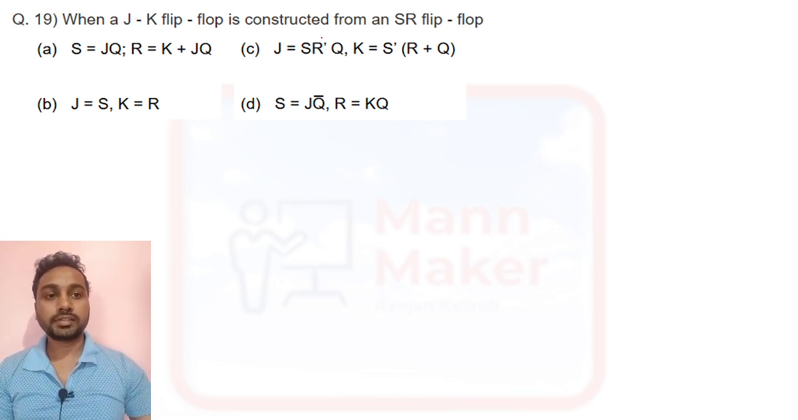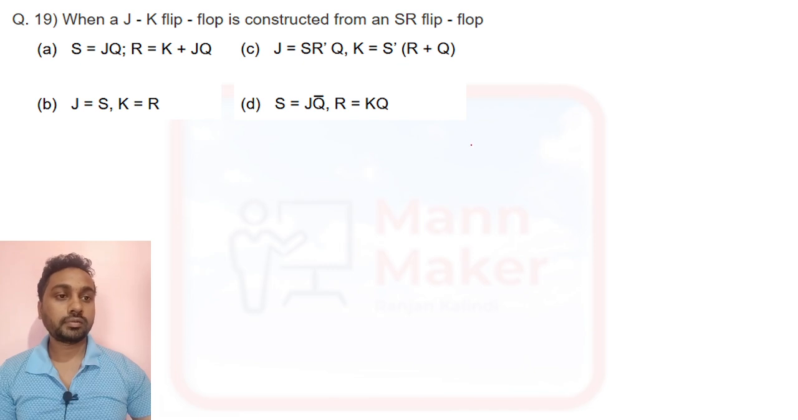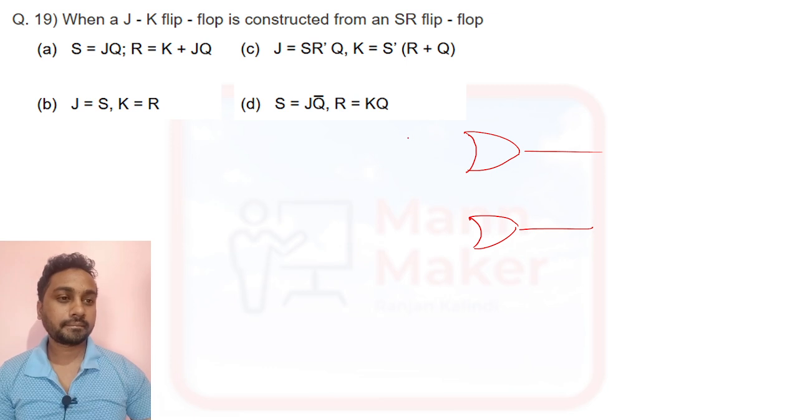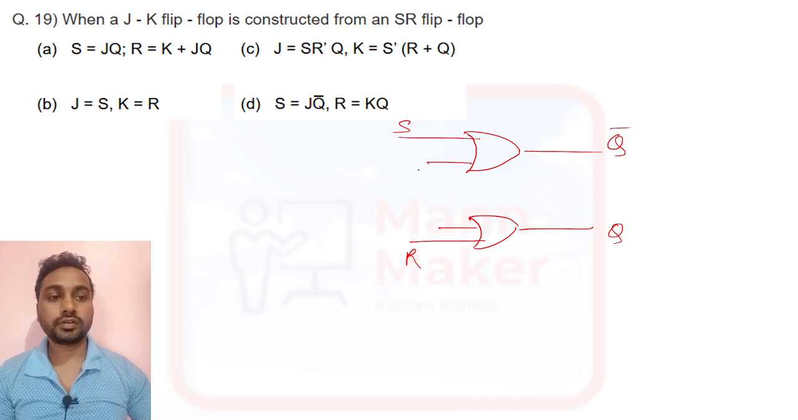When a JK flip-flop is constructed from an SR flip-flop, we have an SR flip-flop and we need to design a JK flip-flop from it. So first you design the SR flip-flop. This is your S and R flip-flop. This is your Q complement and this is your Q. This input will go here and this will go here. This is your SR flip-flop.